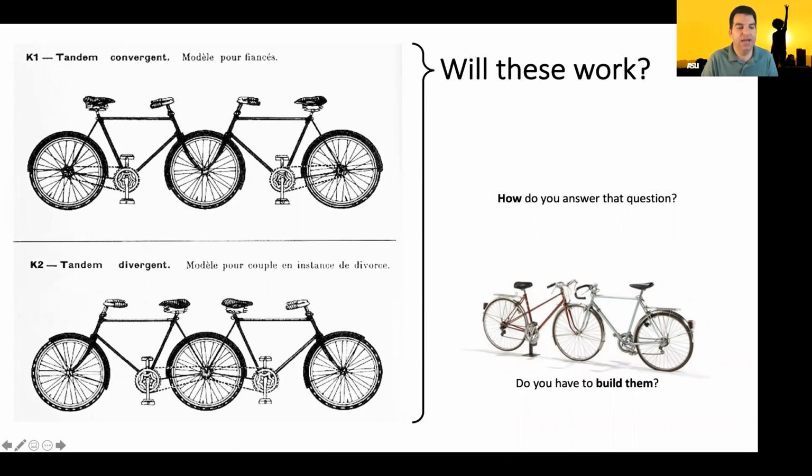Similarly, if you're trapped in a marriage with someone that you don't want to be with, then you might want to be as far apart from that person as possible, but you're stuck. No matter how hard you pedal, you're stuck in the same structure here.